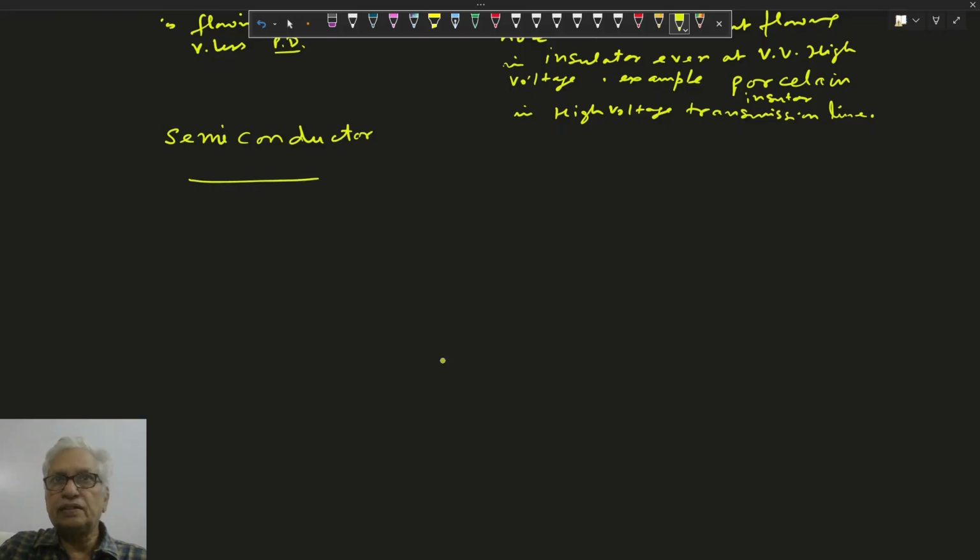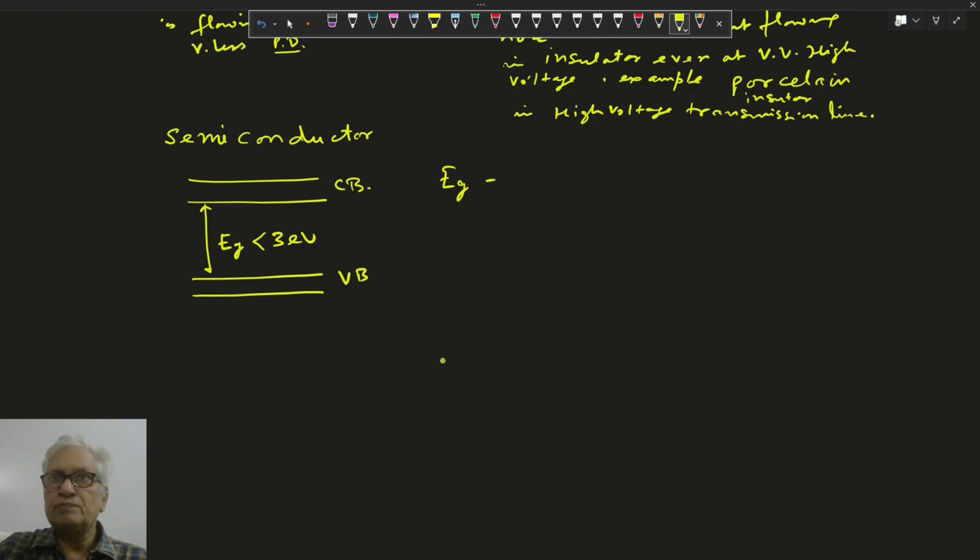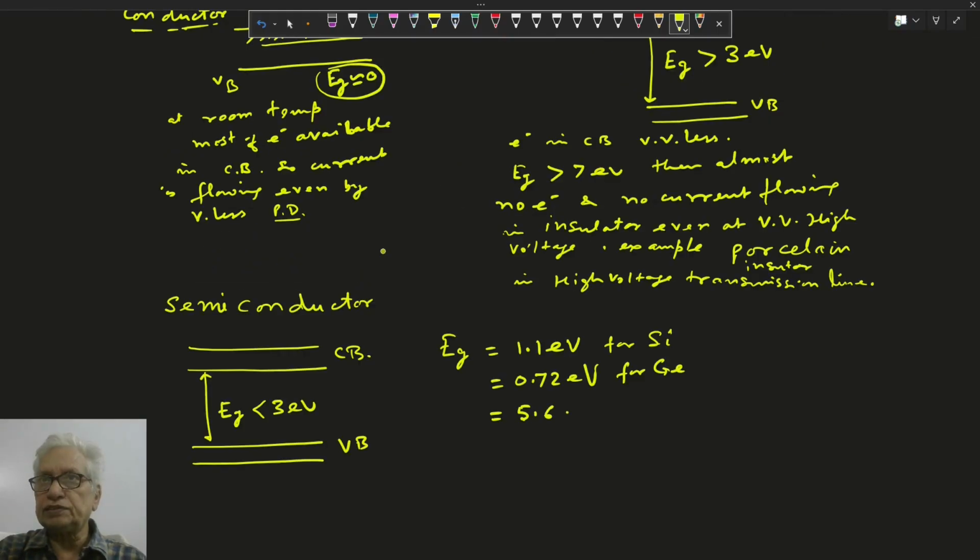In a semiconductor, the band gap between the conduction band and the valence band is less than 3 electron volts. The energy gap is 1.1 electron volts for silicon, 0.72 electron volts for germanium, 5.6 electron volts for carbon, and almost 0 for tin. So these are semiconductors.